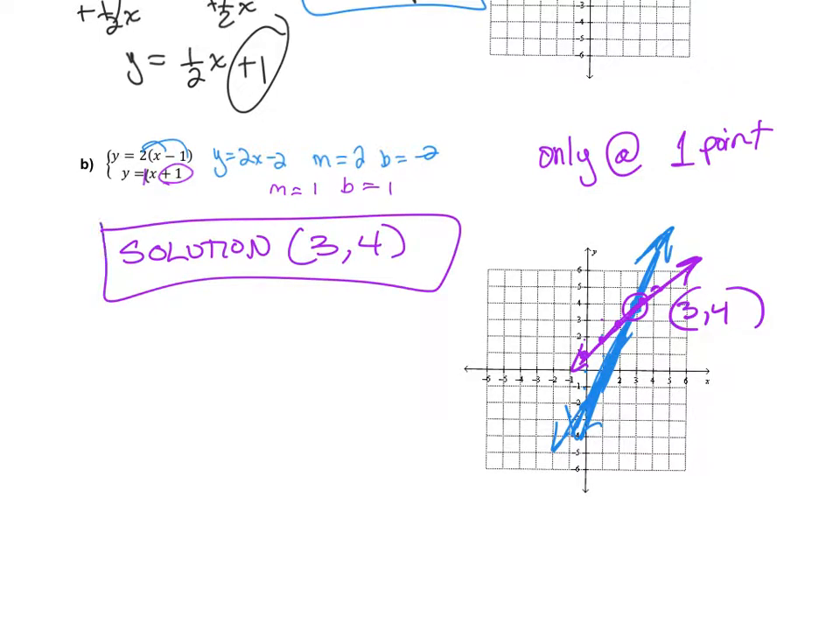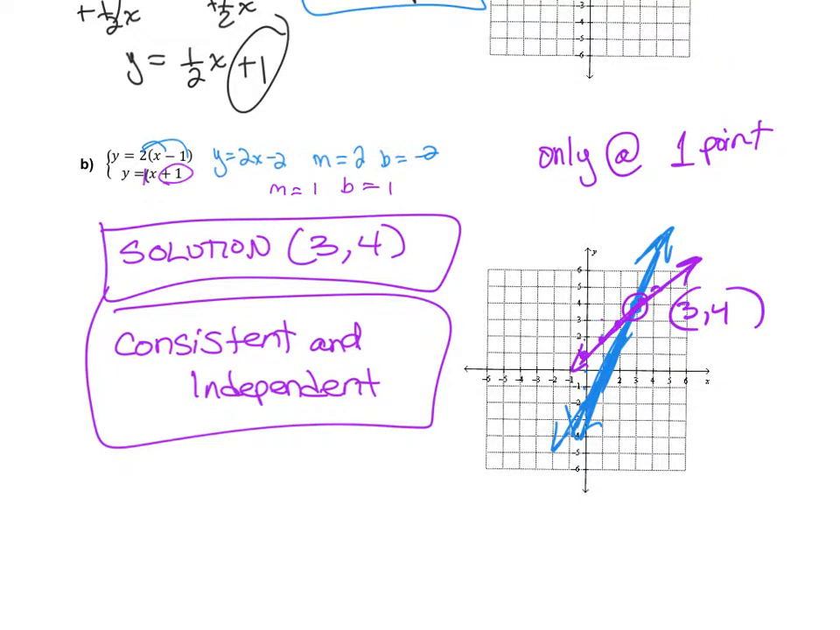That's the point of intersection, and because you intersect, you are consistent, and because you only have one point, you are independent. And that's the solution to this one.